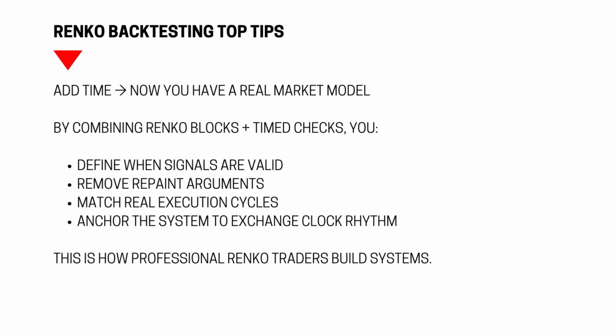So like I said, once we've added time, we've got that real market model, and by combining Renko blocks and time, you now can define when signals are valid, remove those repainting arguments. I really hate that word repainting, as you know if you watch my channel, because to me that in itself is an edge that we can use in the world of Renko over the other chart types. We can match real execution cycles, and we can anchor the system to exchange clock rhythm, and that's how professional Renko traders, that's how I build my systems.